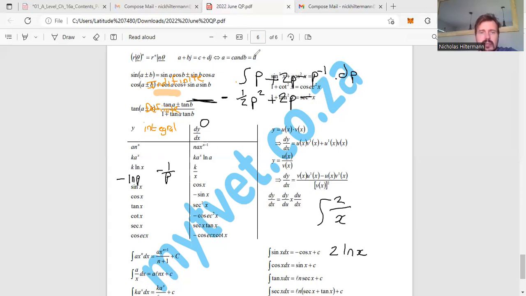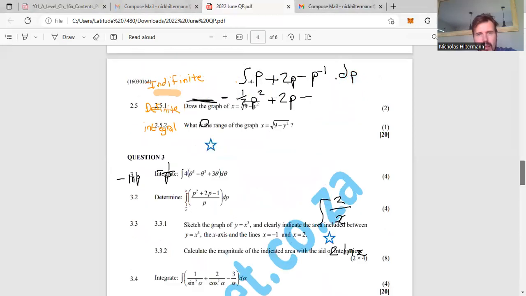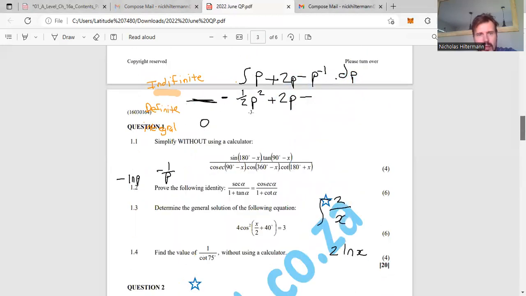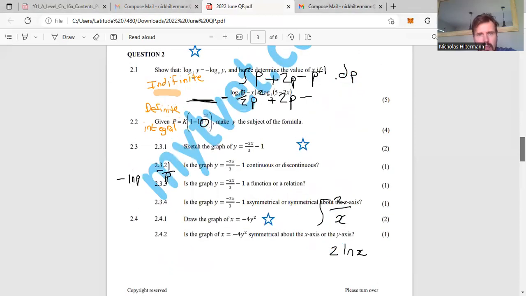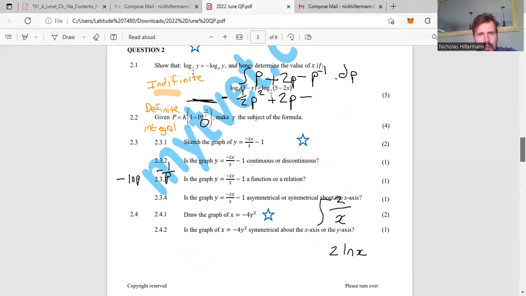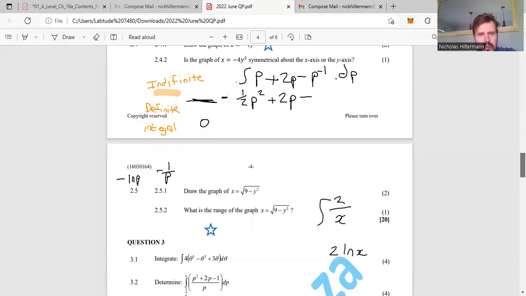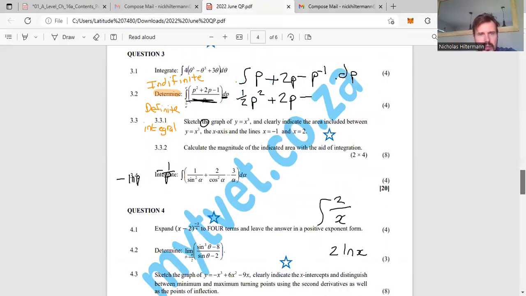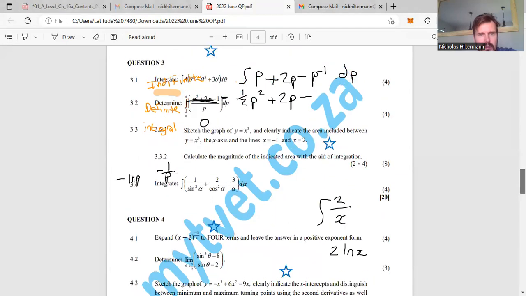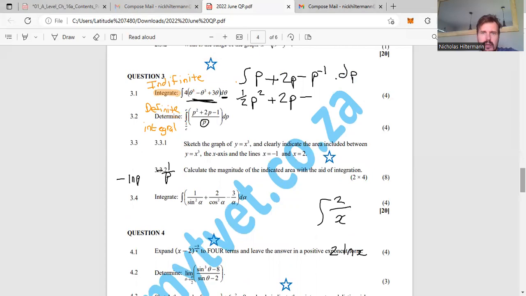Okay, so go to the top. So this is a minus ln p. Now I realize why they gave us e as our value.